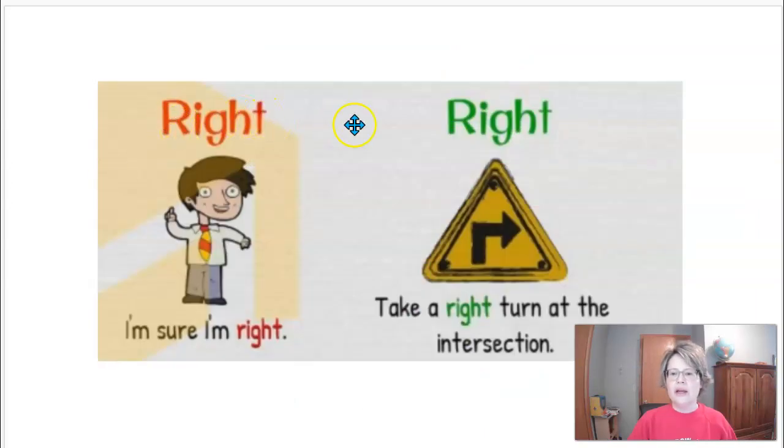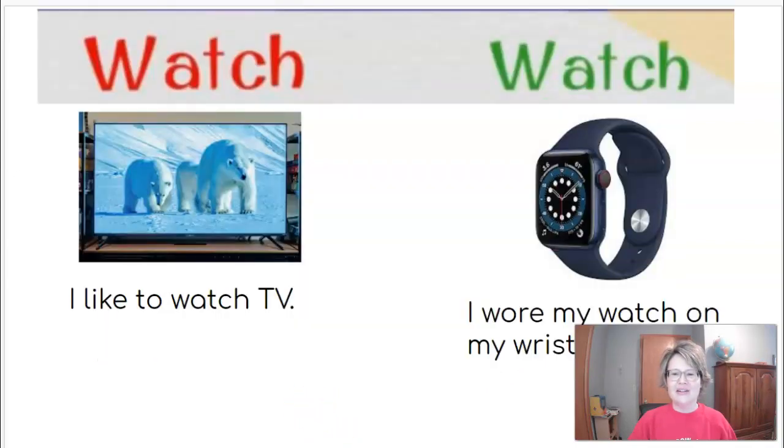Here's one, right and right. Like, I am sure I am right. Or, take a right turn at the intersection. See how they're spelled the same, but they mean different things? Here's another example, watch and watch. I like to watch TV. Or, I wore my watch on my wrist.